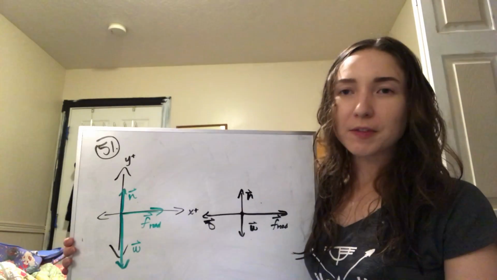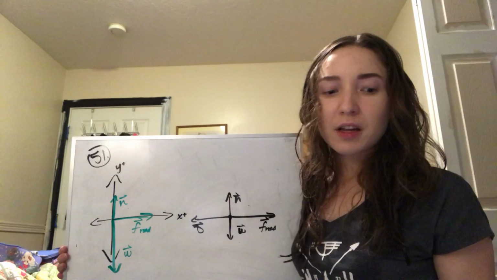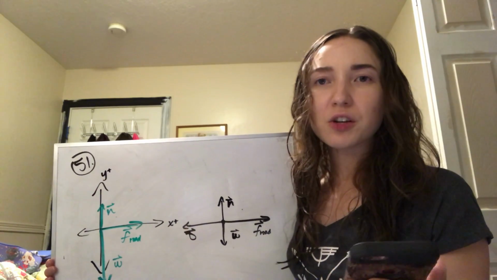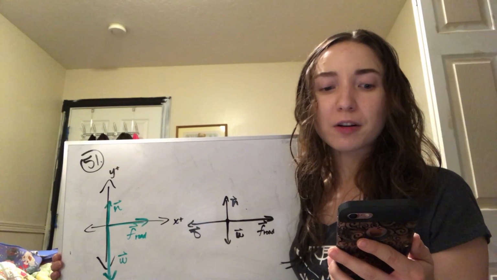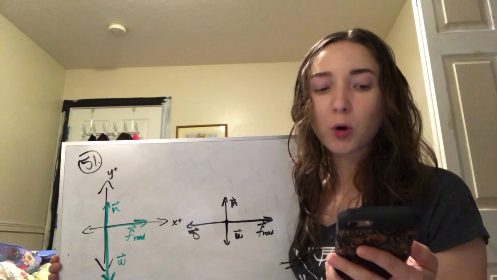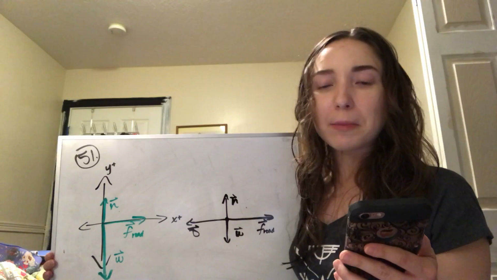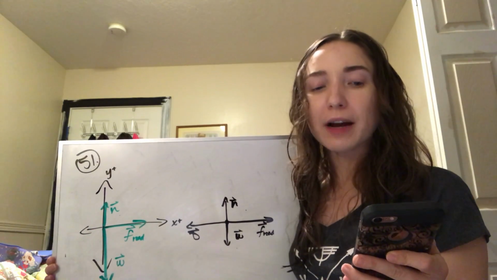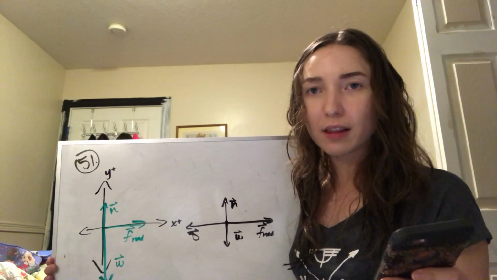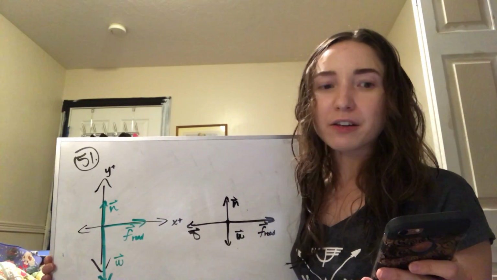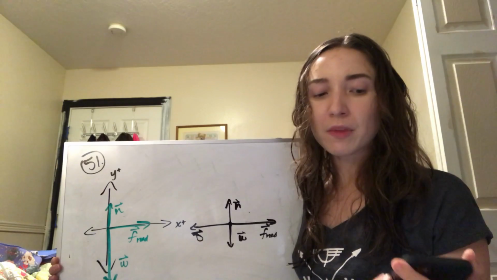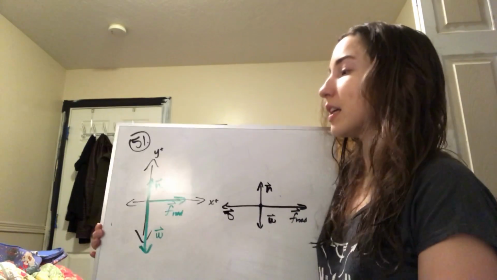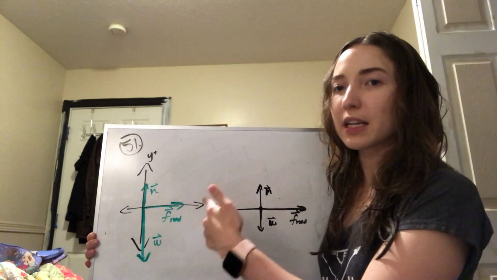So this is problem 51 in chapter 4. Basically, it says a student draws the flawed free body diagram shown in figure P4.51 to represent the forces acting on a car traveling at a constant speed on a level road. Identify the errors in the diagram, then draw a correct free body diagram for this situation. Okay, so I have the incorrect one right here.